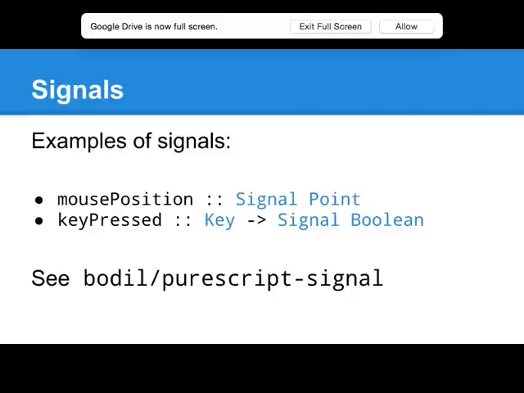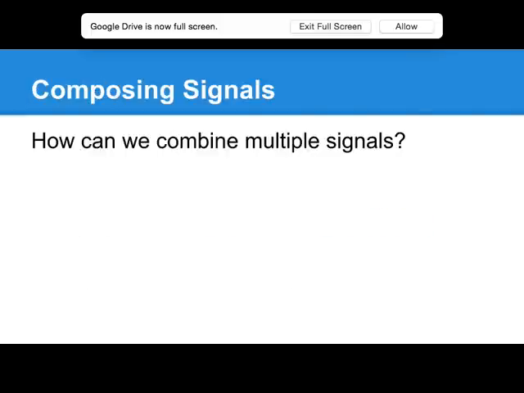So I just gave a couple of examples of signals. There's mouse position. You might describe mouse position as having the type signal of point. Key pressed might be a function from the key that you're interested in listening to a signal which tells you whether it's depressed at the current time. If you're interested in this kind of approach to FRP in PureScript, then there's a great library called PureScript Signal in Bodil Stocky's GitHub repositories, and that includes things that look like these two signals and ways to combine them. It looks a lot like Elm. It was inspired by the Elm approach.